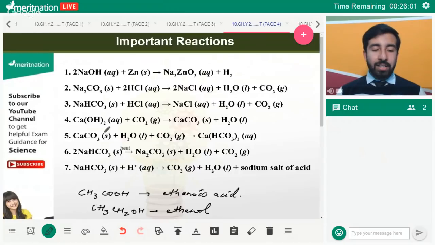The next is your reaction of calcium hydroxide with carbon dioxide, which leads to the formation of calcium carbonate along with the release of water. And also calcium carbonate reacts again with excess carbon dioxide and water to form calcium hydrogen carbonate, Ca(HCO3)2, right? And this is generally soluble in water.